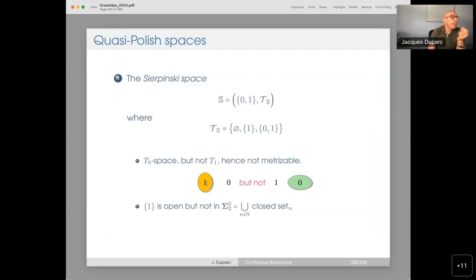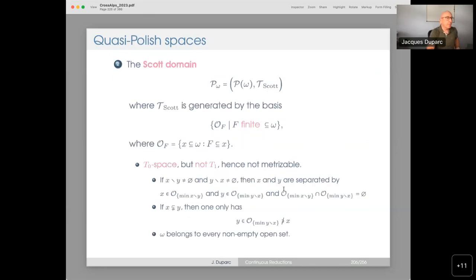You can get an open set that contains one but does not contain zero, that's fine. But you cannot find an open set that contains zero but does not contain one. If you want to contain zero, you have to be the whole space, right? So that's it. The Scott domain.